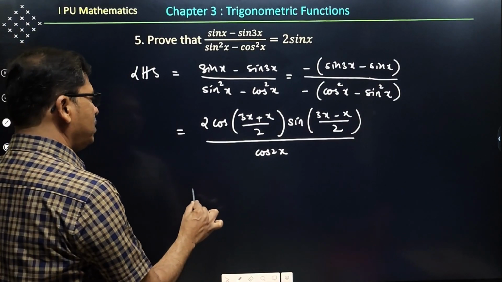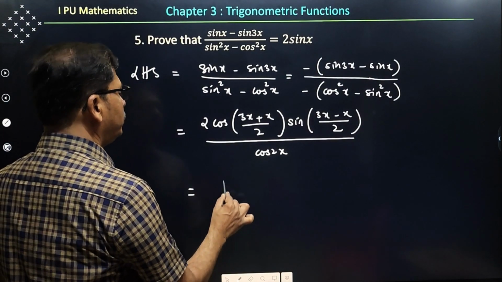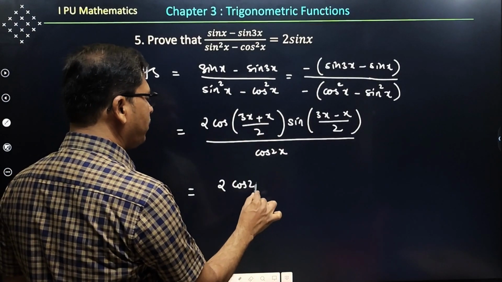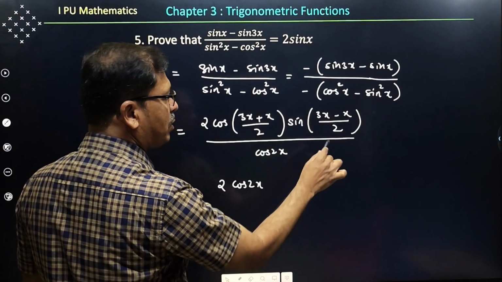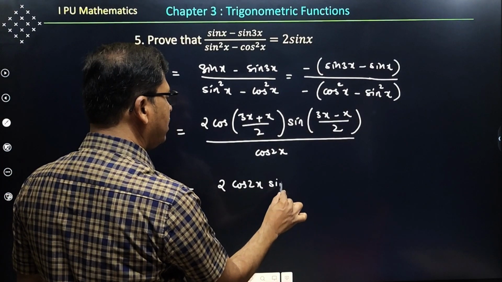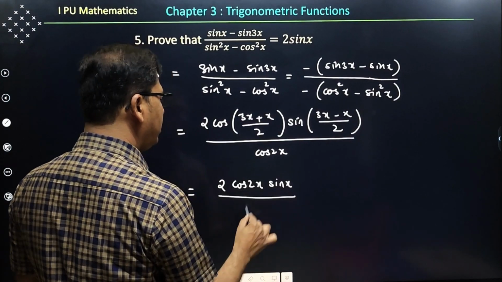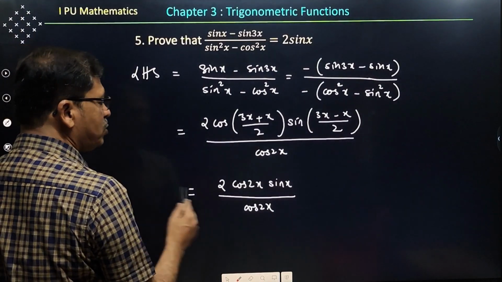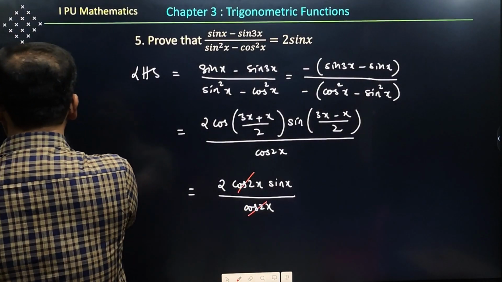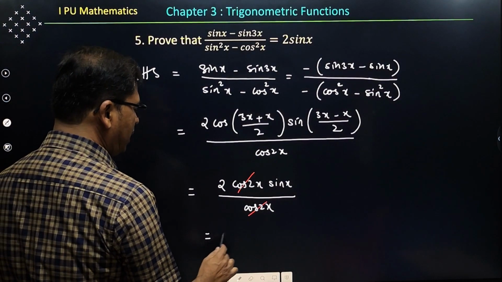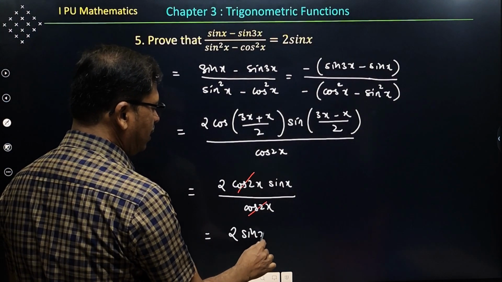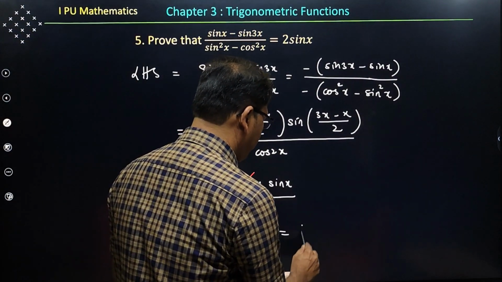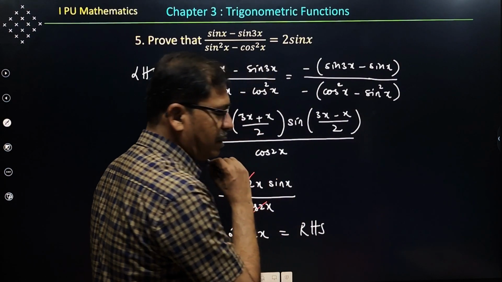Okay. Now further simplify this. This is equal to 2 into cos of 3x plus x, which is 4x. 4x by 2 is only 2x. 3x minus x is 2x. 2 cancels. Only sin x remains, divided by cos 2x here. So what happens? This cos 2x and cos 2x cancel. Remains only 2 sin x. Is it clear? This is our required RHS. See, this is the right hand side.